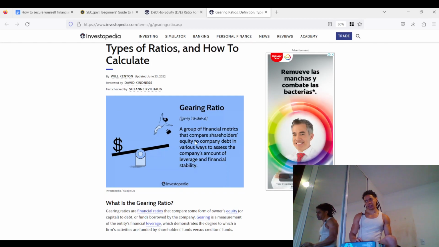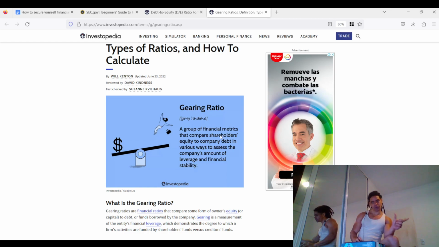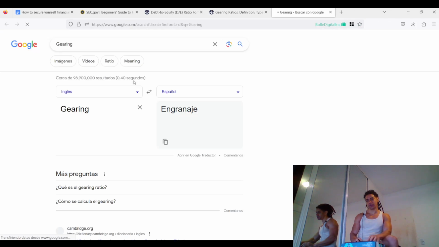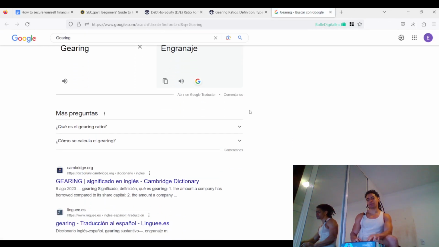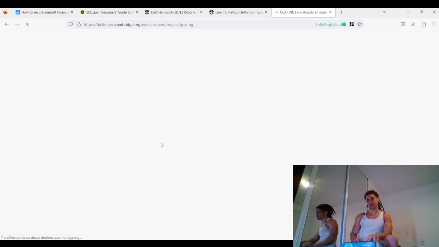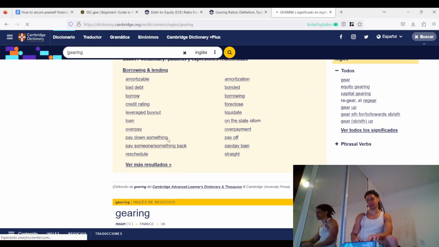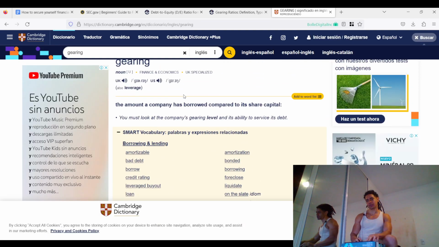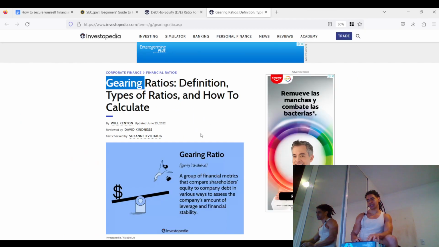I barely understand that. A group of financial metrics that compare shareholders' equity. Okay, it's a group of financial metrics. Gearing ratios. Gearing. All right, gearing. Exactly.